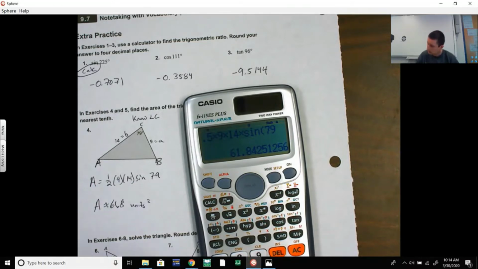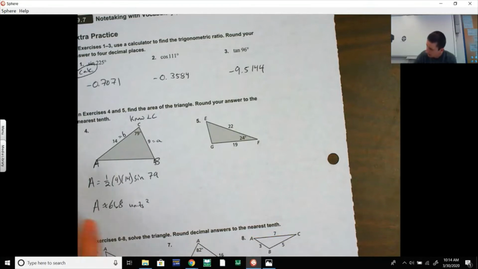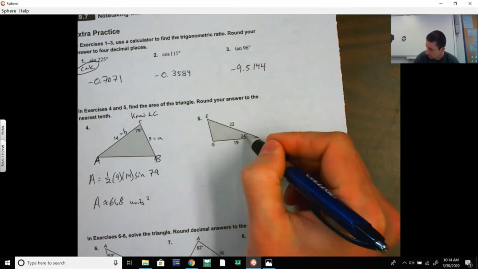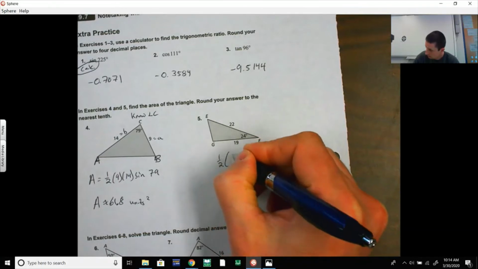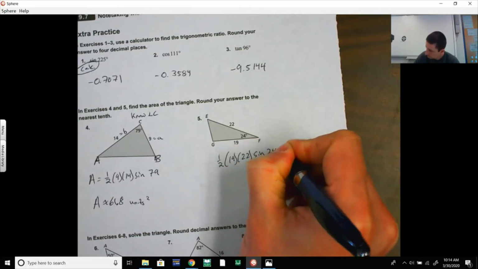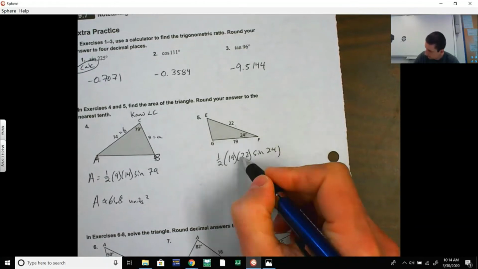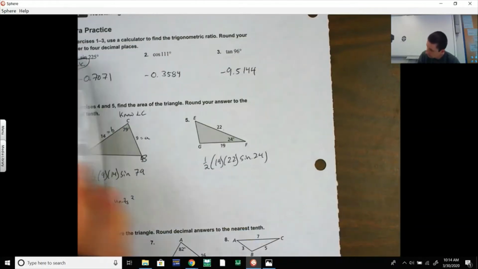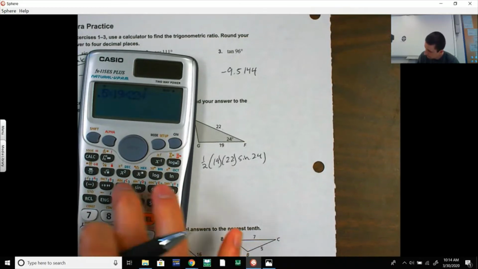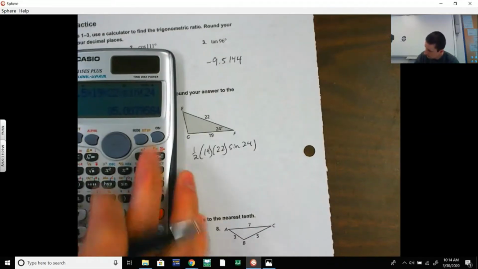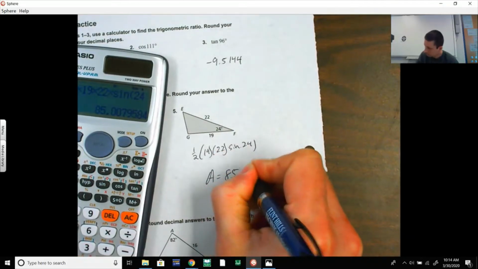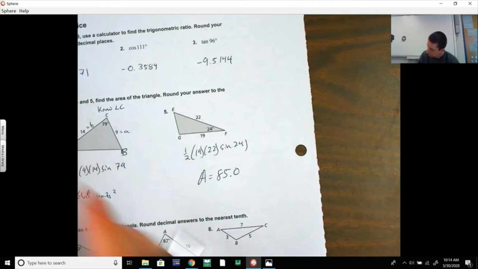Okay. Just looking on your assignment, side angle side. You're going to notice the habit here is, even if they don't give you the A, B's, and C's, you have side angle side. It's just going to be 1/2 times the two sides times the angle. So area equals 85.0. Put the 0.0 so we know we rounded to the tenth.